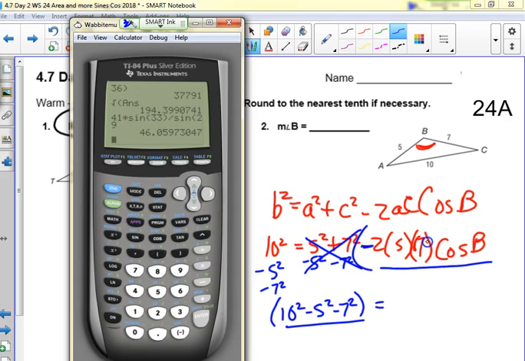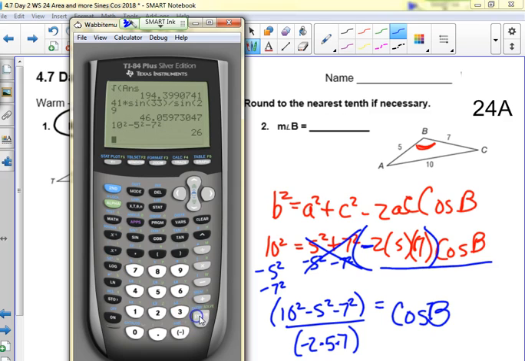So if I have all of this, it needs to be divided over to the other side. And that'll give me the cosine of b. And then I'm going to have to do inverse cosine. So I'm going to do it in 2 steps. 10 squared minus 5 squared minus 7 squared gives me the top. It's 26. And the bottom is negative 70.